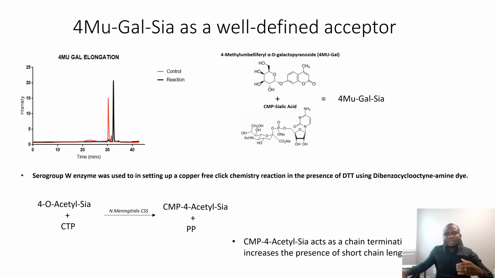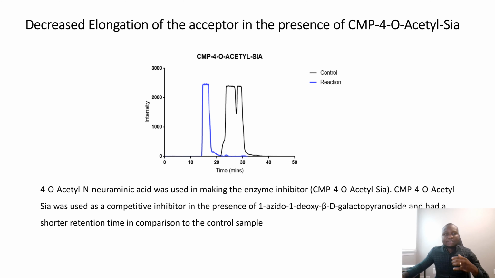So for the second method, for the second goal itself, we see a decreased elongation of the acceptor in the presence of a potential enzyme inhibitor. From this figure right here, we see that the reaction has a shorter retention time. Again, we are using this process to make informed decisions on how we can better assess the relationship between vaccine structure and immune response.